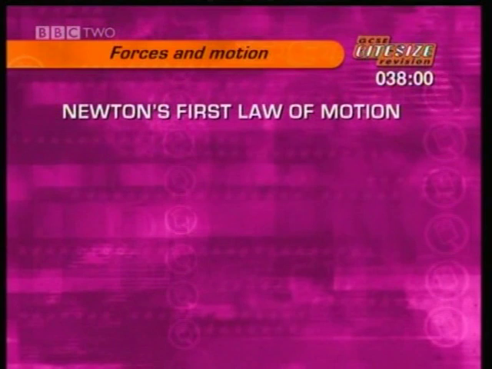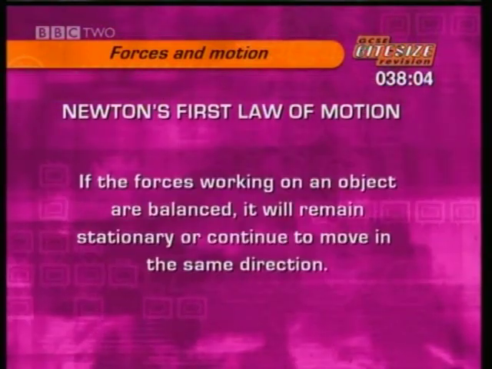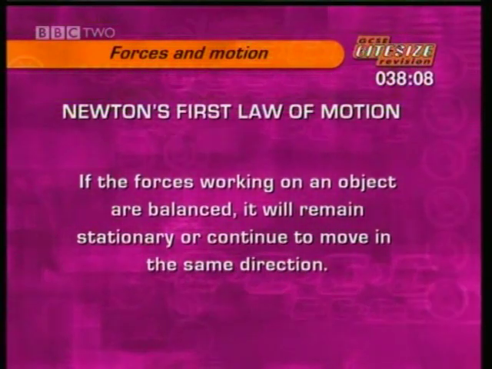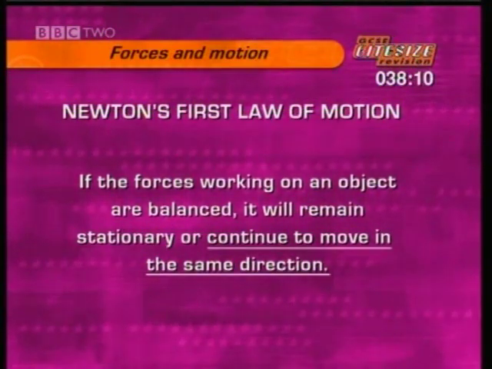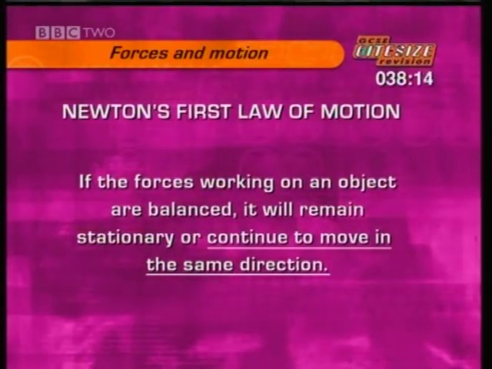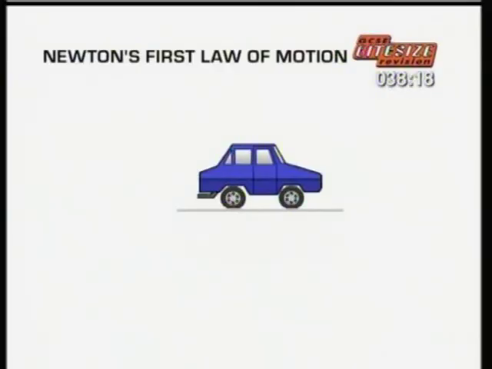This is part of Newton's first law of motion. This says that if the forces working on an object are balanced, it will remain stationary or will continue to move in the same direction. That second part is more difficult to believe. We know that a toy car rolled along the floor doesn't continue to move forever. So is Newton wrong? Think about it as you watch this clip about the space shuttle.